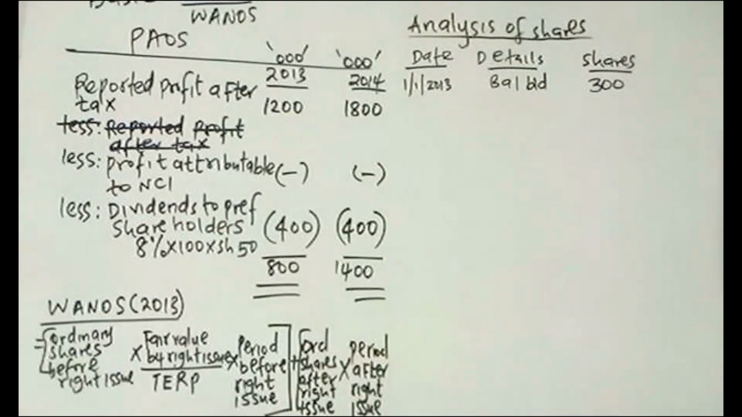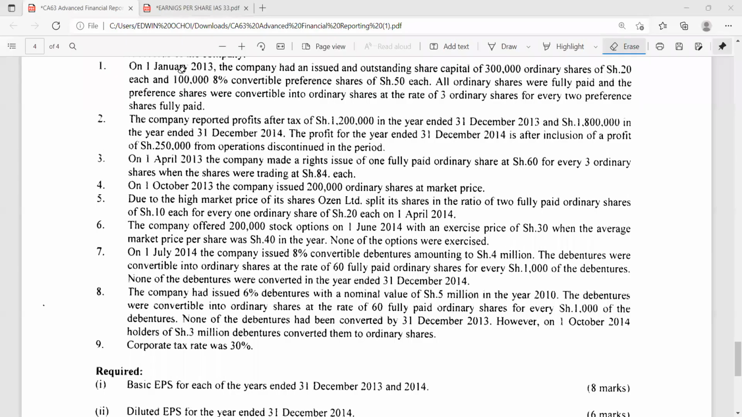As per note 1, how many shares were there at the start of the year? From the start of the year, 1st January 2013, the company had an issued and outstanding share capital of 300,000. That is what I've recorded. Additional information number 2 was concerning profits. Additional information number 3 is where we have the aspect of the right issue.